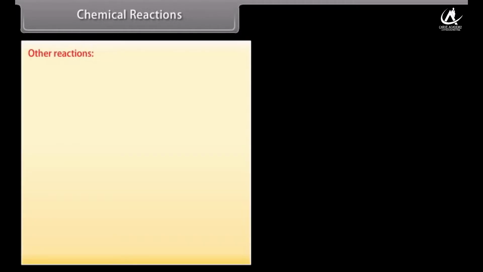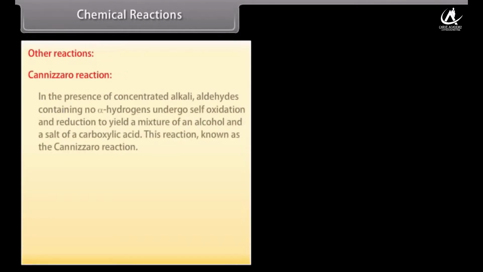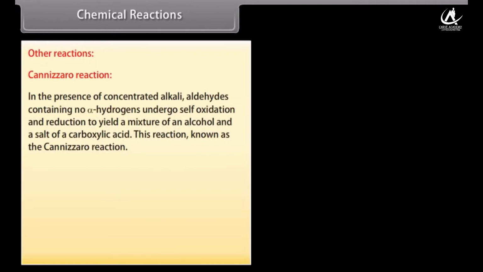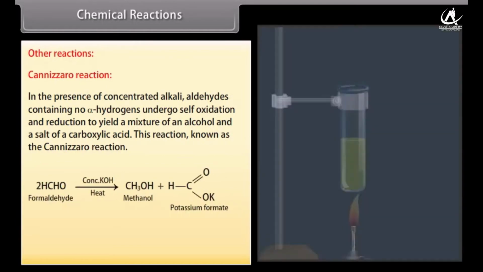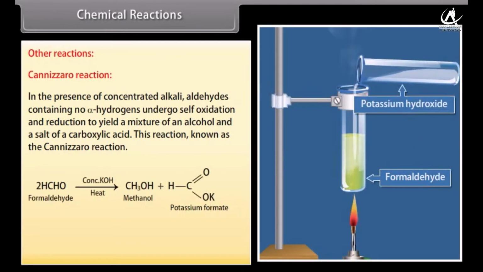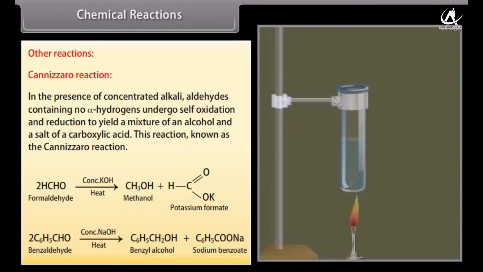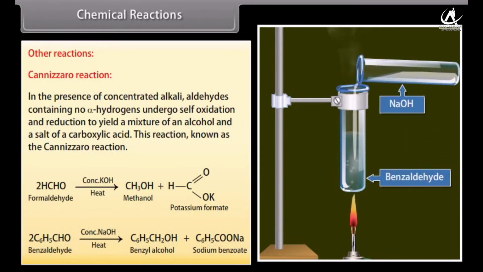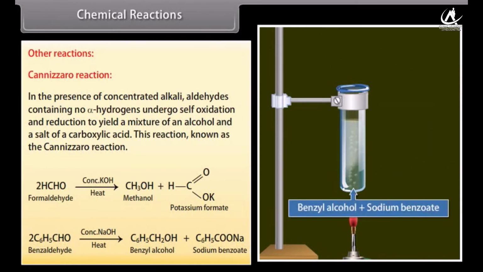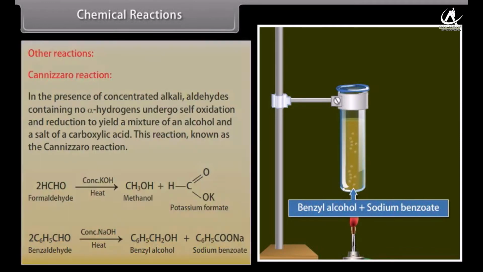Other reactions. Cannizzaro reaction. In the presence of concentrated alkali, aldehydes containing no alpha hydrogens undergo self-oxidation and reduction to yield a mixture of an alcohol and a salt of a carboxylic acid. This reaction is known as the Cannizzaro reaction. Formaldehyde reacts with concentrated potassium hydroxide to form methanol and potassium formate. Benzaldehyde reacts with concentrated sodium hydroxide to form benzyl alcohol and sodium benzoate.